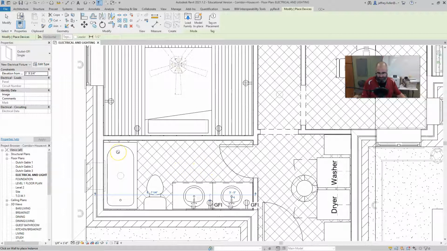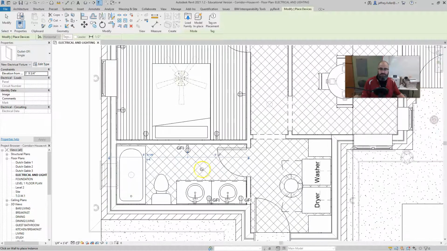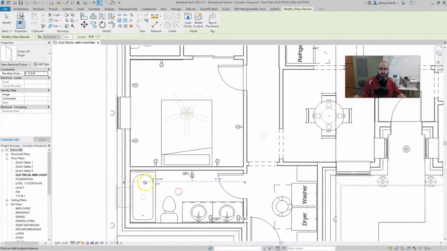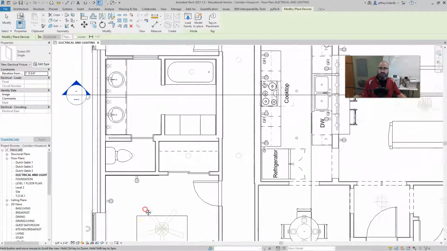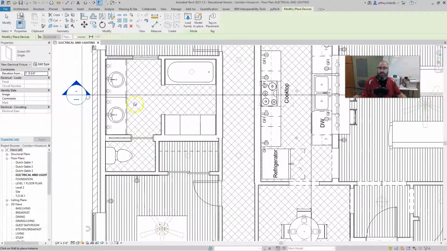Don't put one by the tub. Okay, don't even do that. We're just going to put one right over here on the other side of the wall in case you want to plug in a heater of some sort. But do not put one over here close to the tub. There's too much water over there jumping around. Over here, same thing. Put one by each sink.